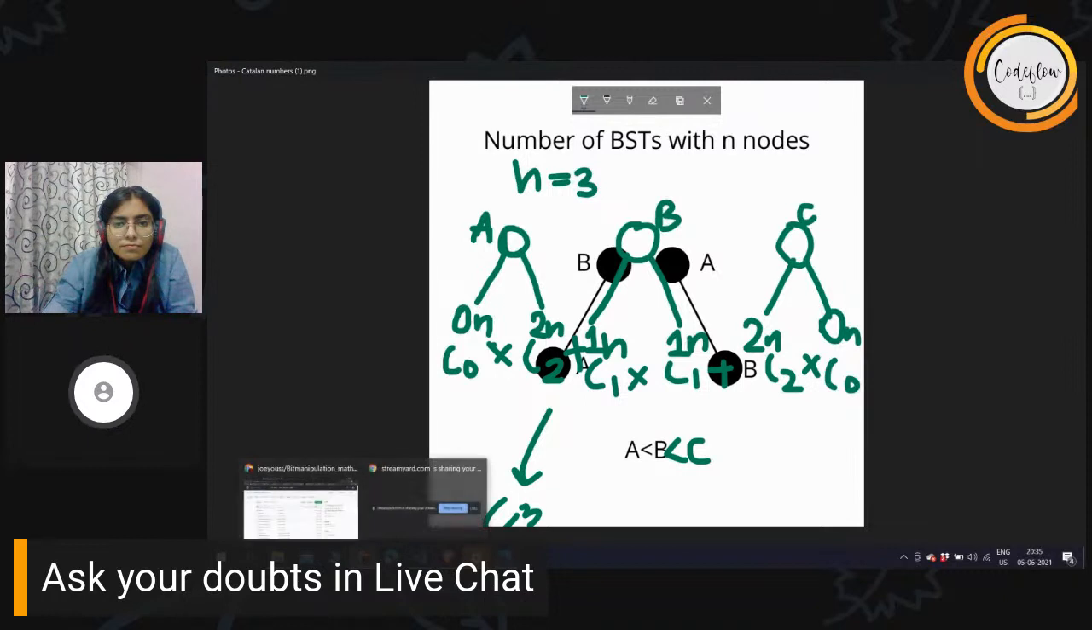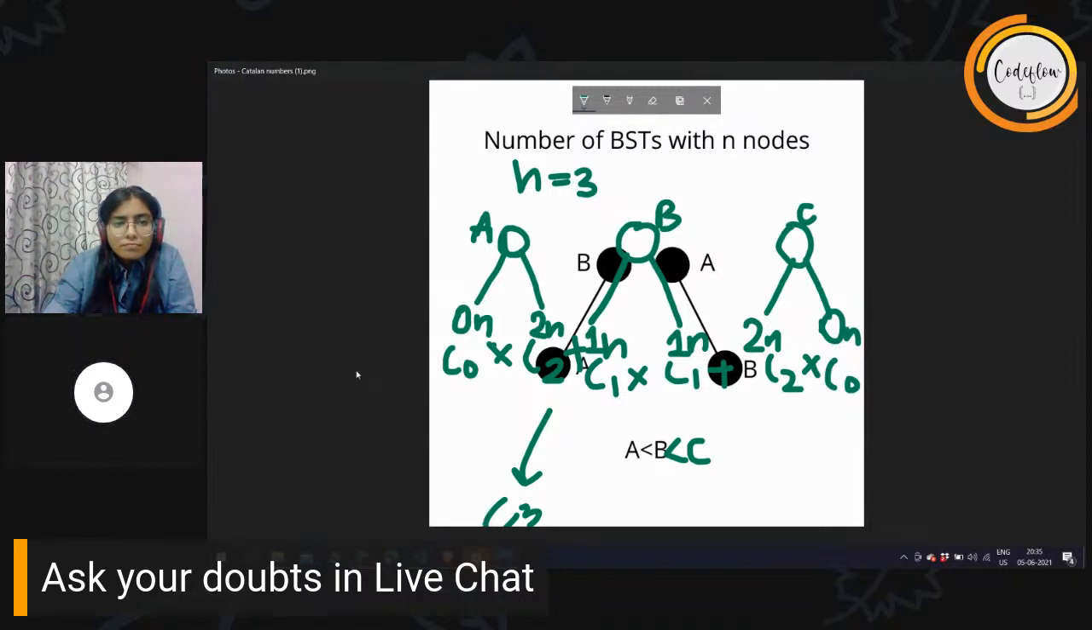So what you need to do today is just go over the internet, okay? Search for uses of Catalan numbers. There will be 10-15 questions. There would be many questions, and most of them would be simply nth Catalan numbers.